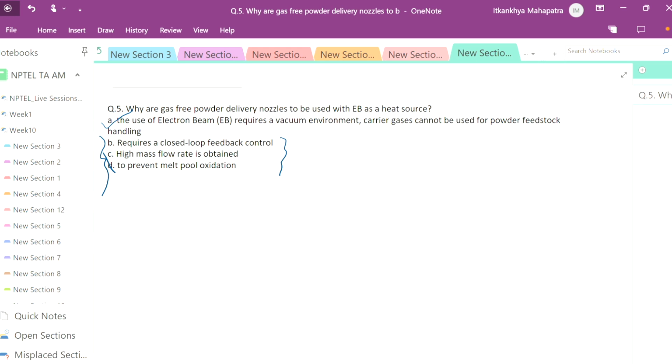And higher mass flow rate, I already said, is related with surface roughness and crack porosity. And closed loop feedback control is used in powder delivery nozzles where multiple inputs are provided, which can adjust its speed parameter with the delivery system. So these all are not related with your heat source. So the correct option is option.